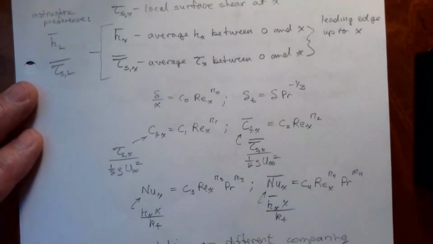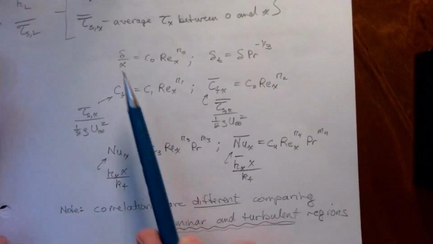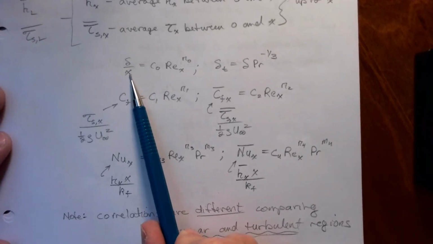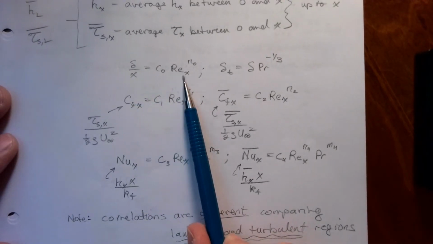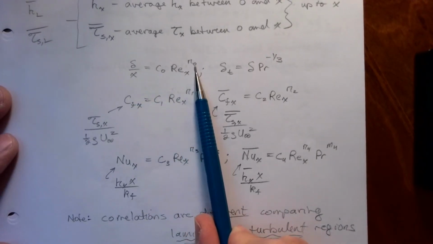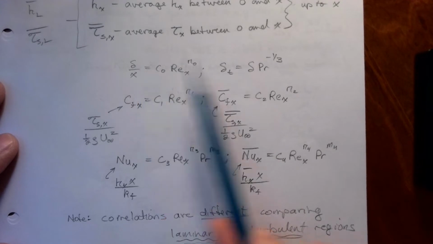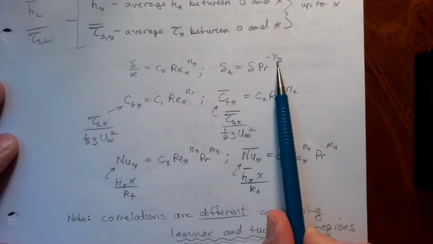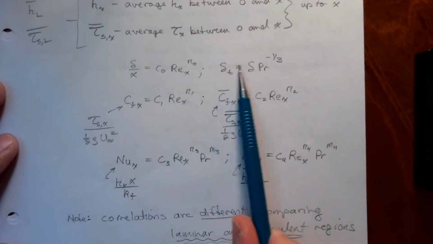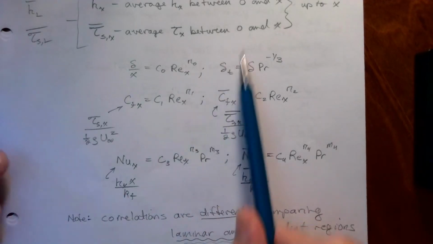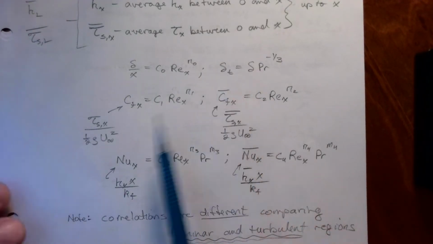And then the correlations are going to be presented in this form. Delta over x is going to be proportional to the Reynolds number to some power. Thermal boundary layer is equal to this boundary layer times a Prandtl number to the minus 1/3 power. So solve for this one and put it in place over here to get a correlation for thermal boundary layer.